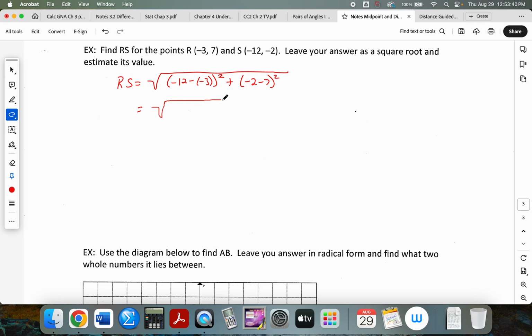So this will be the square root of negative 12 minus negative 3 is a negative 9 squared plus, this is also negative 9. How convenient. It won't always come out that way. So this will be the square root of 81 plus 81. It's the square root of 162.